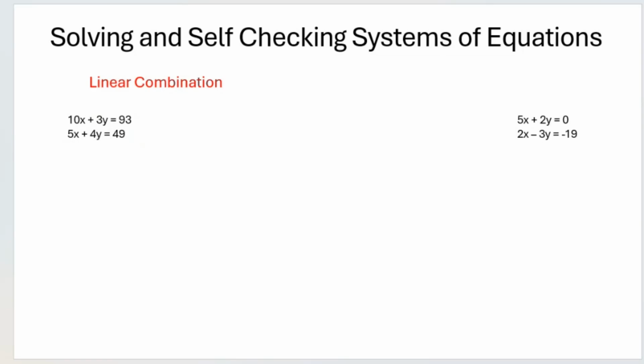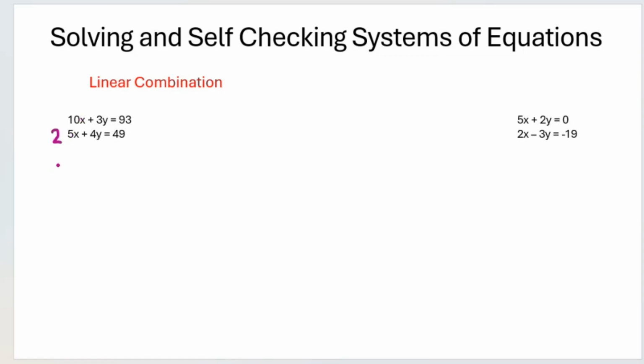For linear combination, what we're trying to do is make one of the coefficients for the variables match the other one. For the first one, I want to try and make 10 and 5 look the same. So what would I multiply by to get them to look the same? Well, I know that they're both multiples of 10. So if I multiply this second one by 2, 2 times 5 is 10.